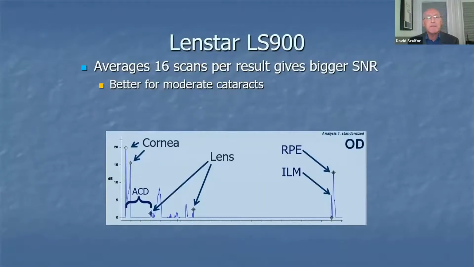Lenstar does the same. The Lenstar uses a spinning glass cube instead of actually moving the mirror inside the instrument backwards and forwards, which is what the IOL Master does. And because that cube is spinning much more quickly, each time you take a scan, it's actually averaging 16 scans. And then because it's averaging 16 scans, you get a bigger signal to noise ratio, and therefore you'll get a much better return for moderate cataracts. It also means because you've got these big returns coming from the lens, for example, you can now get an accurate lens thickness.